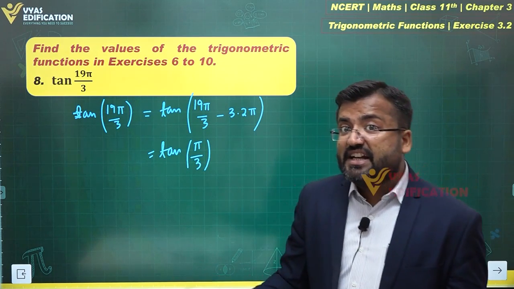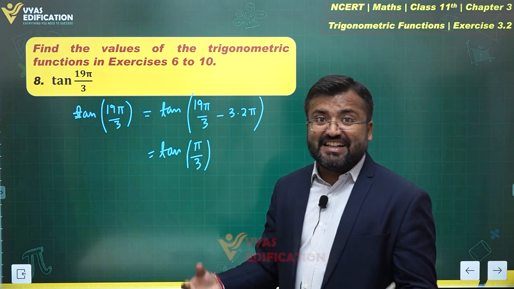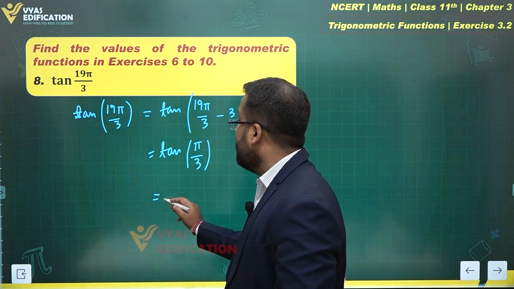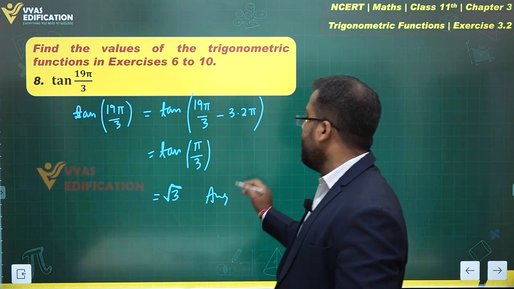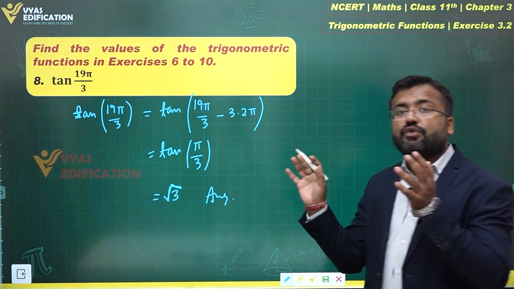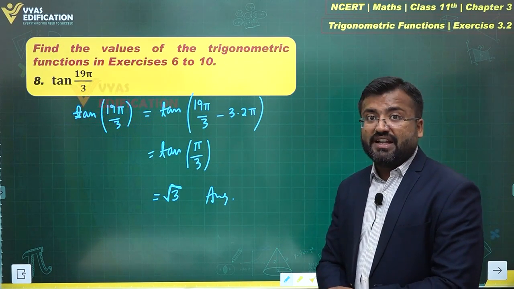And tan pi by 3 is very simple. If you may recall, pi by 3 is 60 degrees. Tan 60 degrees, the value is something which we already know. This is square root of 3, and that is my required answer for this question. That's part 8 for us.